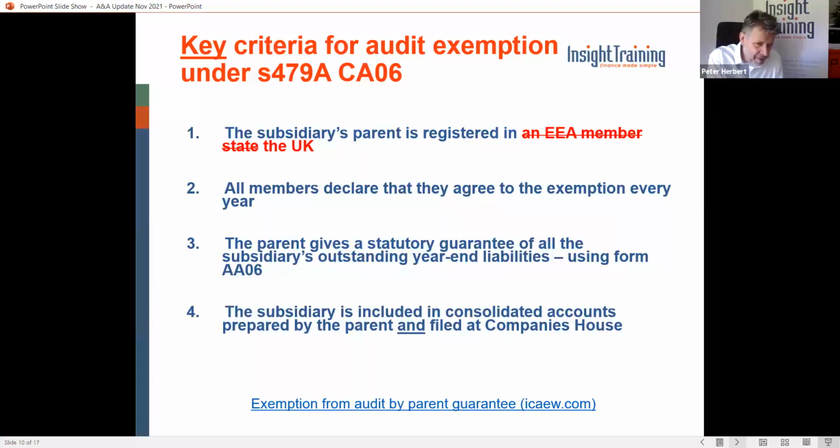The other thing I'm supposed to mention in relation to the way the Section 479A guarantee works is we've now got a situation whereby prior to accounting periods beginning on or after 1 Jan 21, the guaranteeing parent would need to be registered in an EEA member state, including the UK. Because of Brexit, the guaranteeing parent would now need to be registered within the UK. So a French, German, Spanish parent providing the guarantee would no longer work for periods commencing on or after 1 Jan 21. So that might mean that where guarantees worked before, because of Brexit, they no longer will.